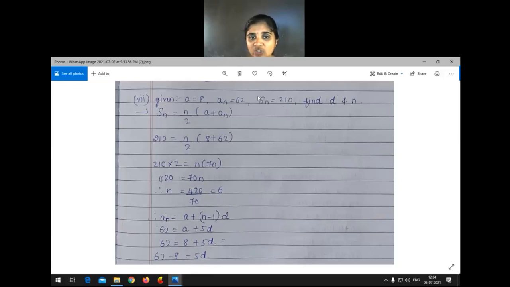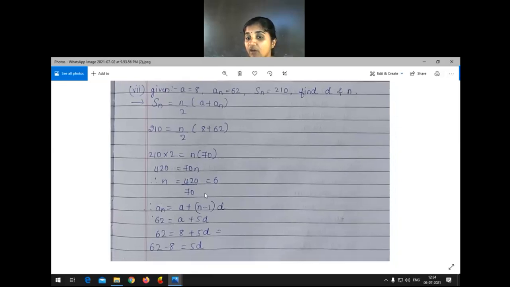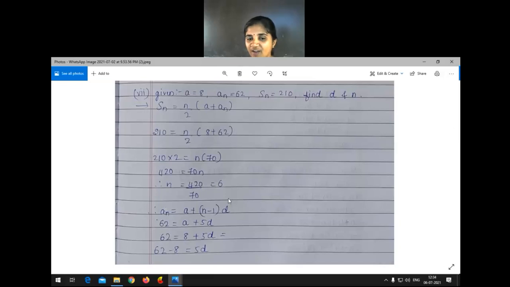First we use Sn is equal to 210, that is, Sn is equal to n by 2 into a plus an. The Sn value is 210. Then n by 2, a is 8, an is 62. Transfer this 2 to this side, then 210 into 2. Then n into 62 plus 8 is 70. Then 70n this side, 420 this side. Then n is equal to 420 divided by 70. We got n as 6.